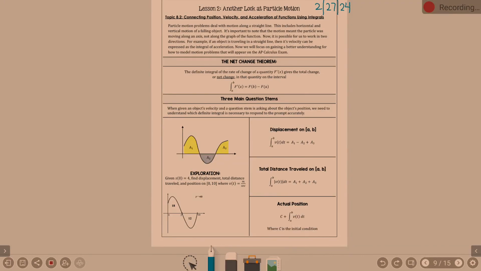Another look at particle motion. So, another look at our physics aspect of position, velocity, and acceleration.